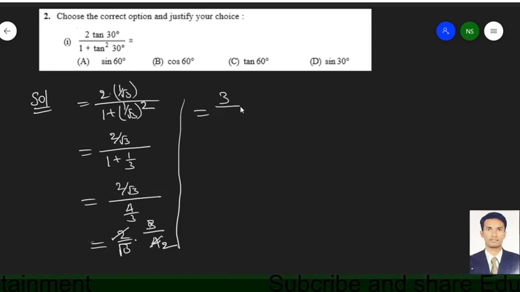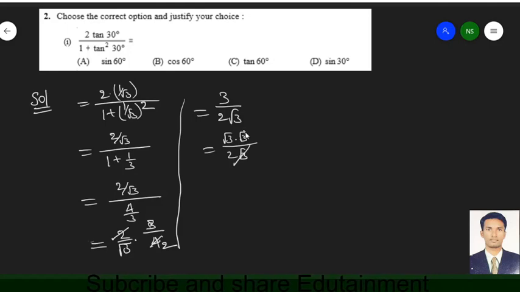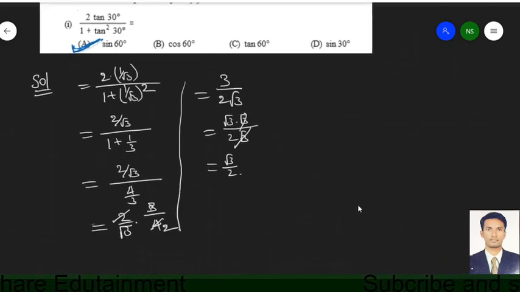3 divided by 2 root 3, and further we can reduce this root 3, as 3 can be written as root 3 into root 3 divided by 2 root 3. So we can cancel these two, then we will get root 3 by 2. Okay, and root 3 by 2, where we will get, it is very important. For sine 60 we will get root 3 by 2. Okay, let's move to next question.